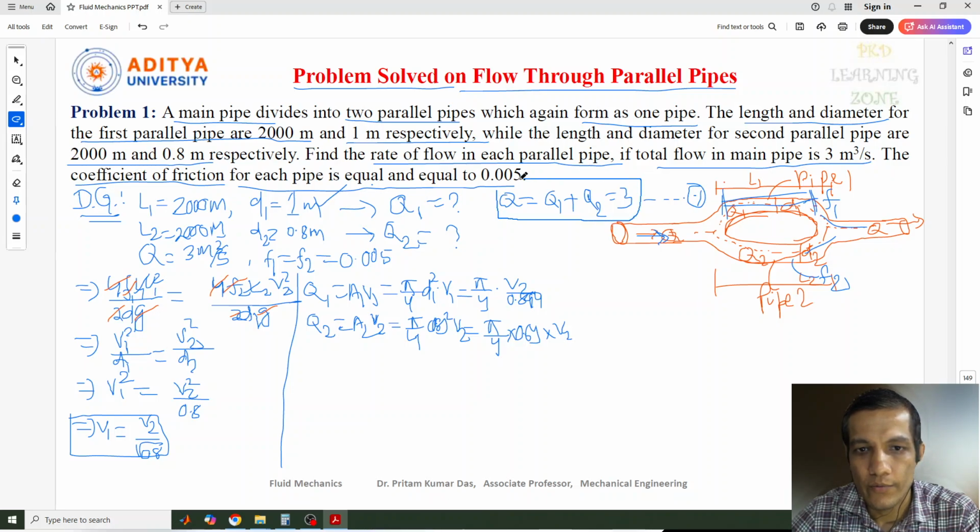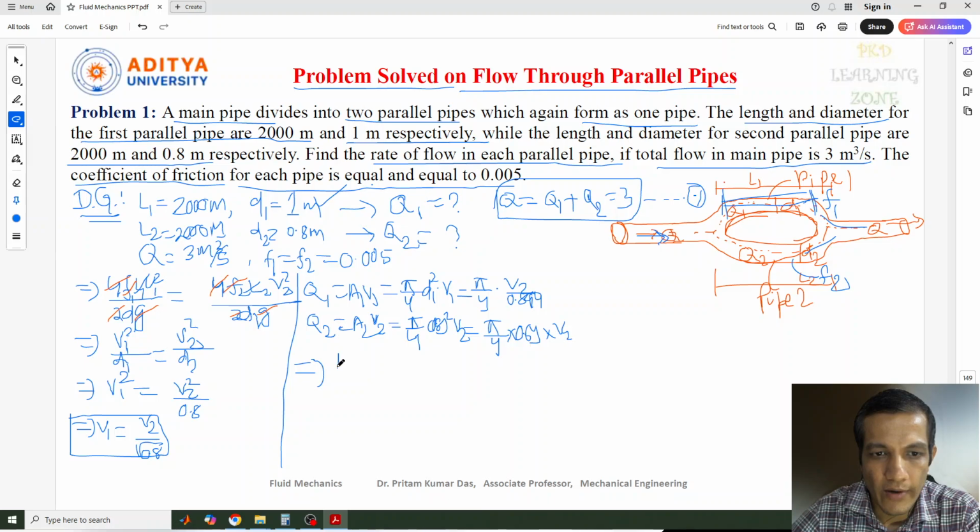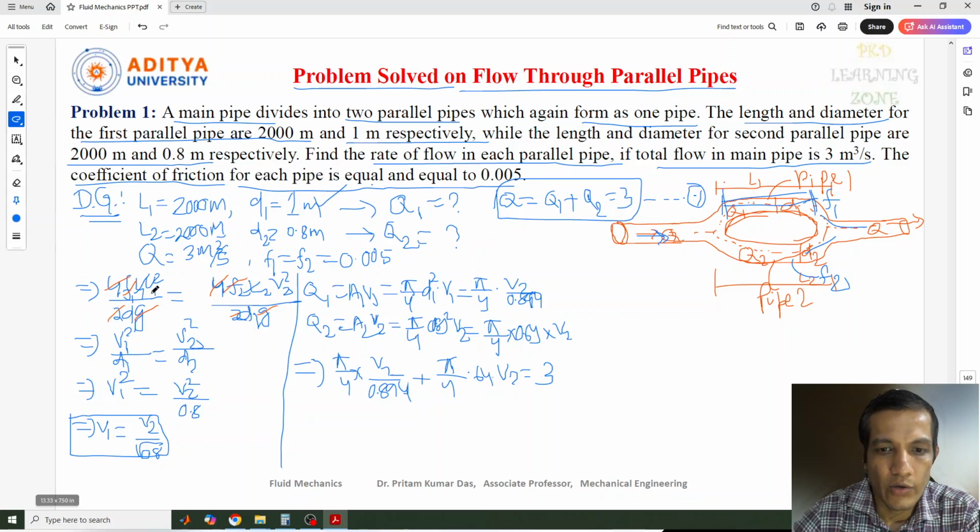Now I'll put these values of Q1 and Q2 in this equation, so it will be easy to identify some velocity value. Q1 is pi by 4 into V2 divided by 0.894, plus pi by 4 into 0.64 into V2, equal to 3. Now I'll solve this, then I can finally write some value in terms of V2. So let's solve this one.